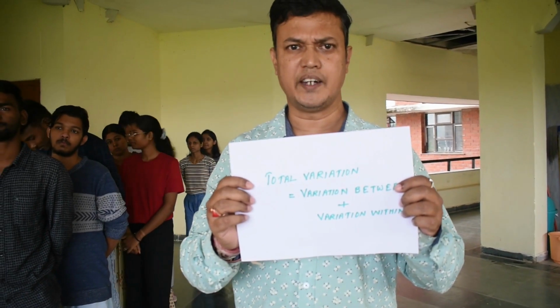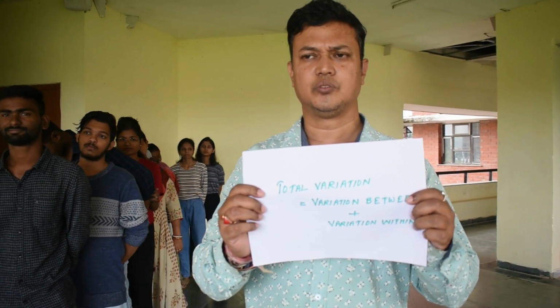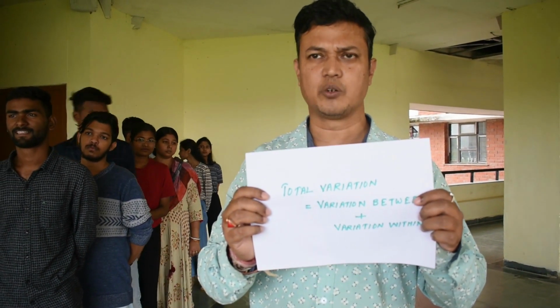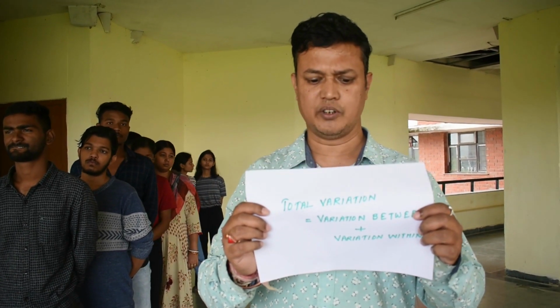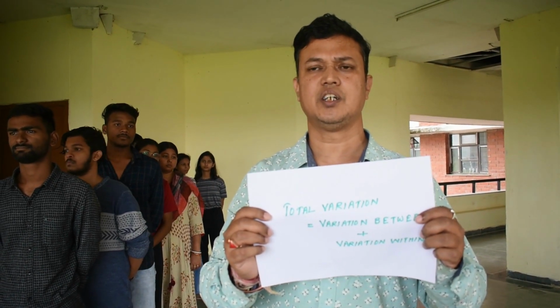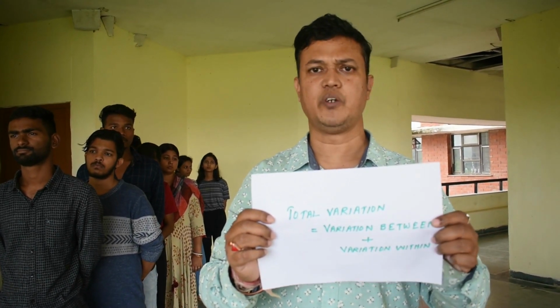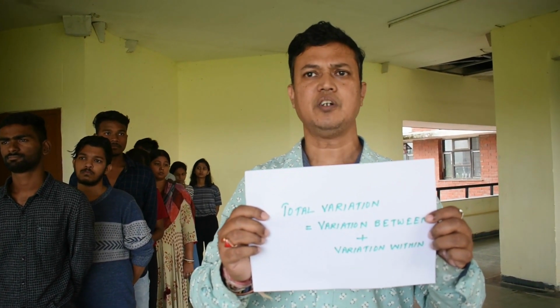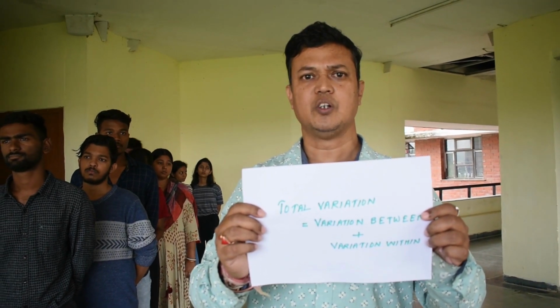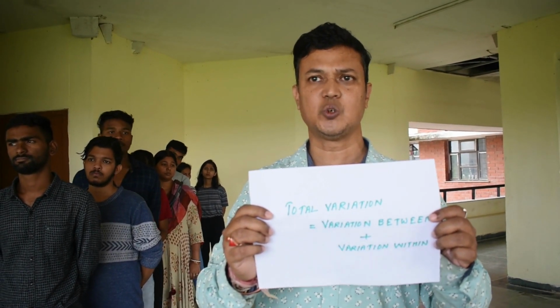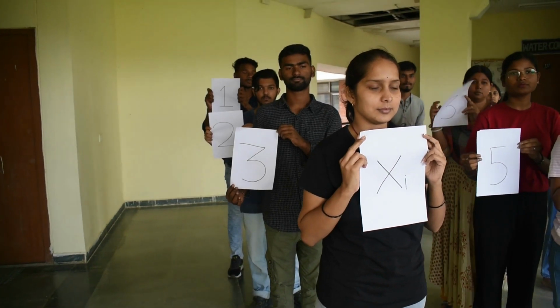In order to find the variation between the groups, the formula is given as: total variation is variation between the groups plus variation within the groups. So this is demonstrated using students. So a three group of data.